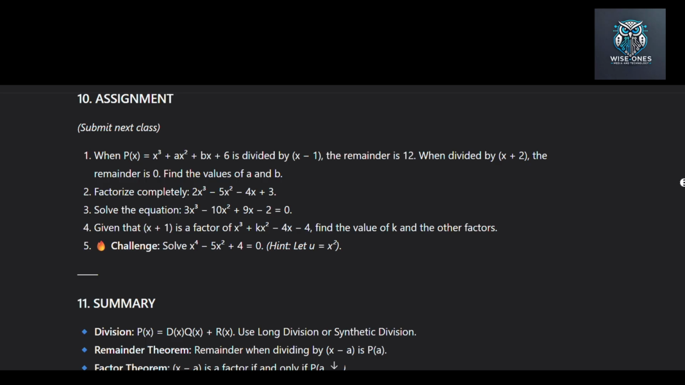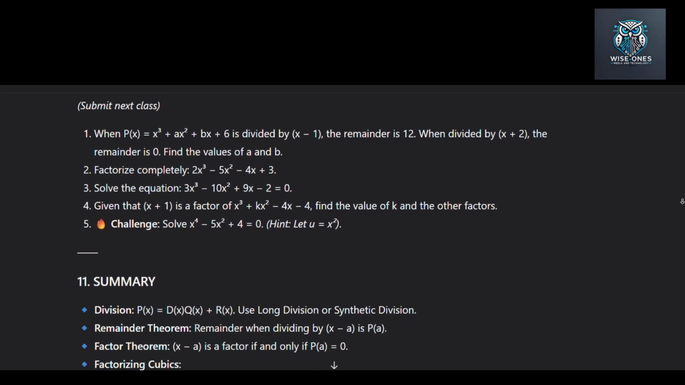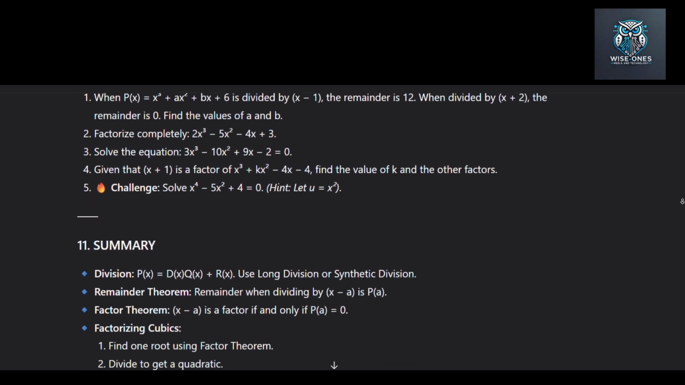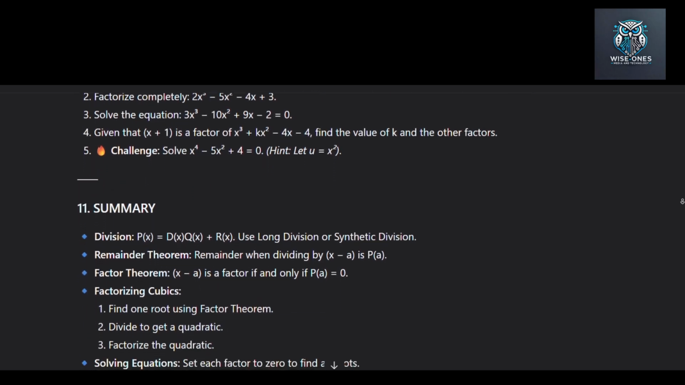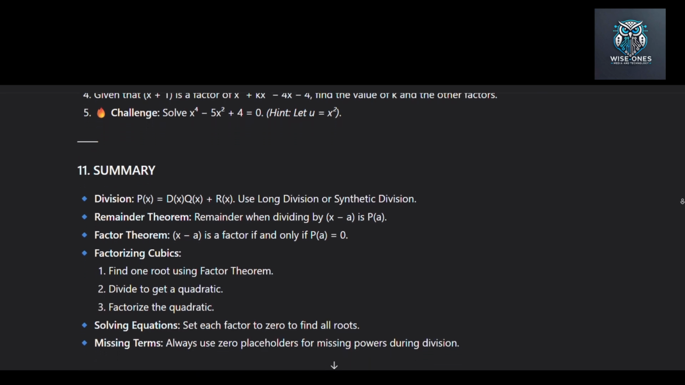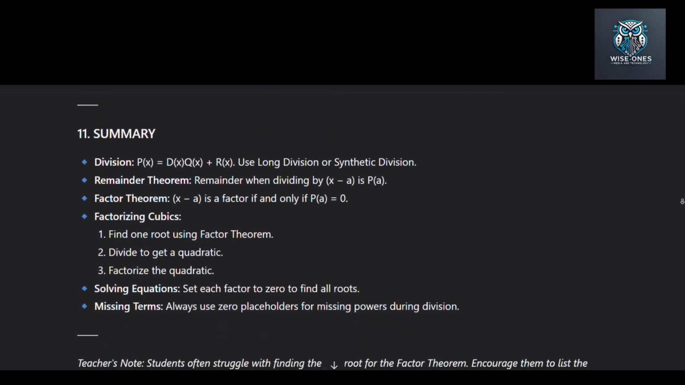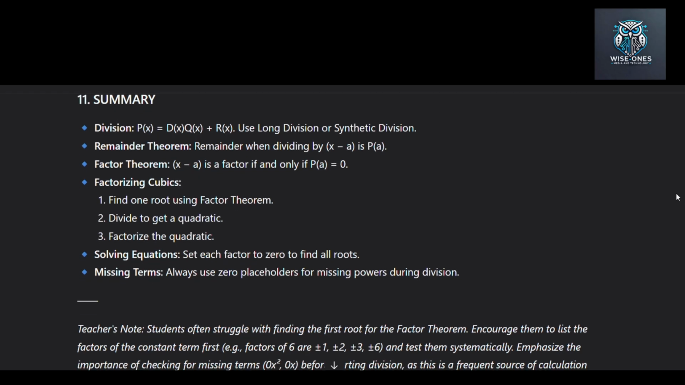Let us do a summary of what we learned today. Section 11. Division follows the formula p(x) = d(x) times q(x) plus r(x). Use long division or synthetic division. The remainder theorem says the remainder when dividing by x minus a is p(a). The factor theorem says x minus a is a factor if and only if p(a) equals 0.